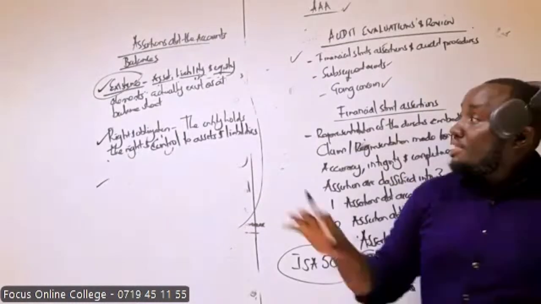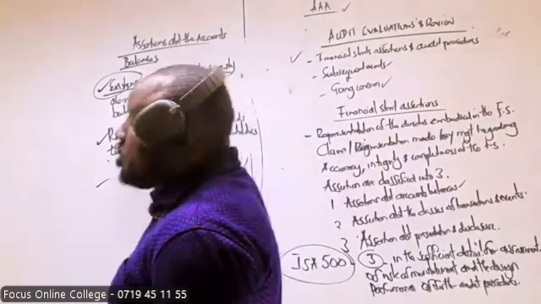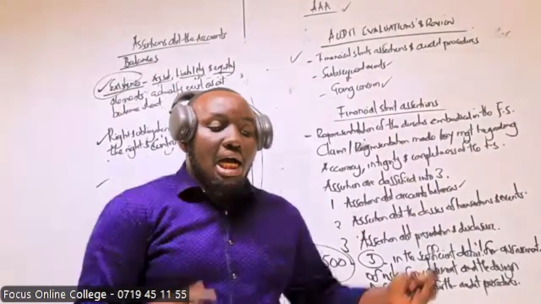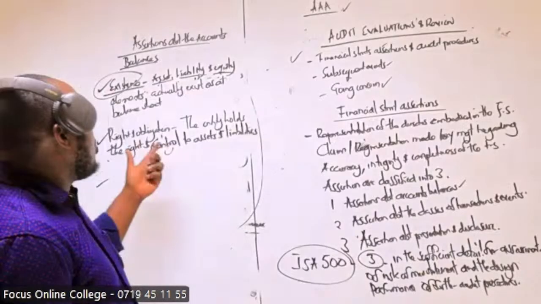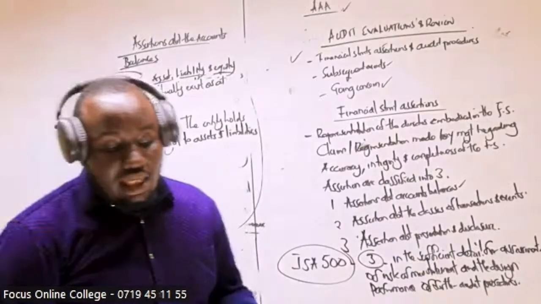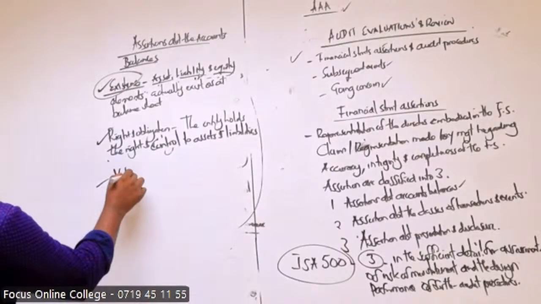Existence is that assets, liability, and equity actually exist as at the balance sheet date. And you say, how do we confirm that? This also we can check by purchase document, for rights and obligation. We can look at the purchase document. Then we have what's called valuation.